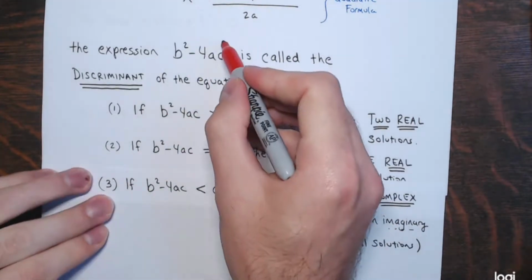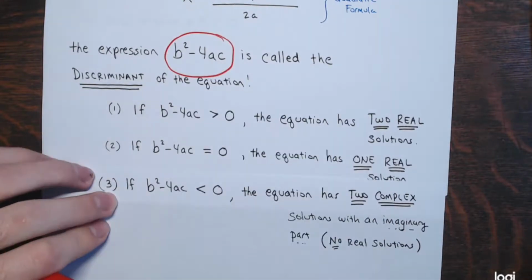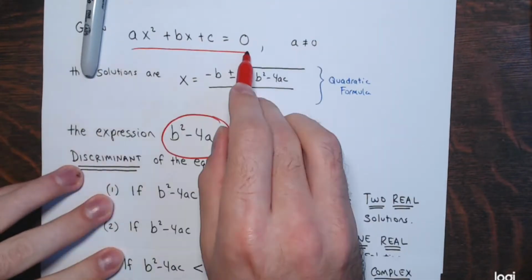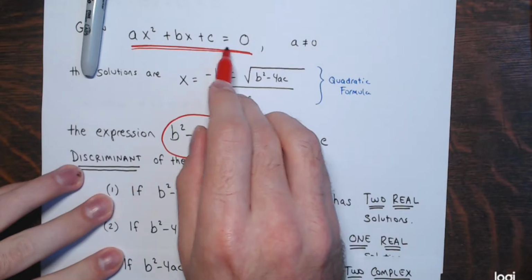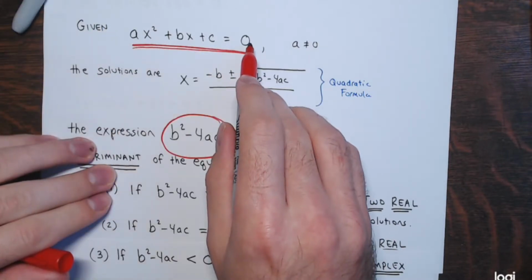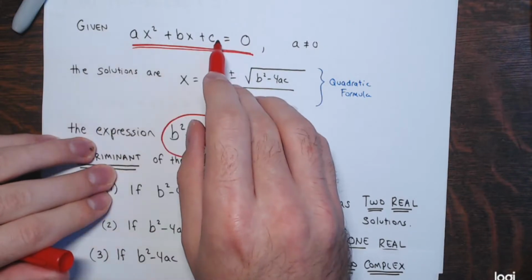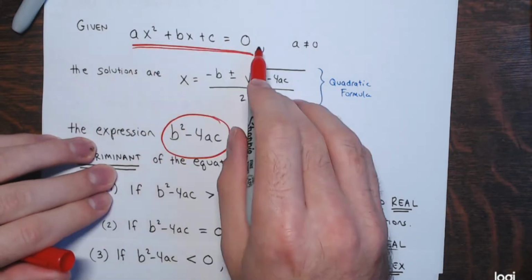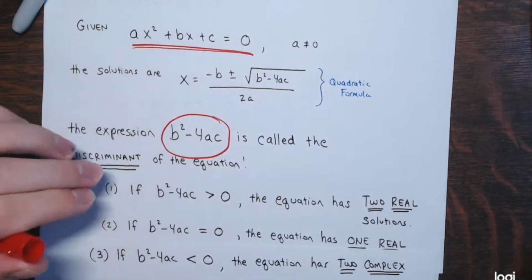We're taking this value here. Now the equation has to be in this form. It has to look like this: ax squared, everything on one side, 0 on the other, with the quadratic, linear, and constant term like this. It has to look like this in order for us to say all these things.